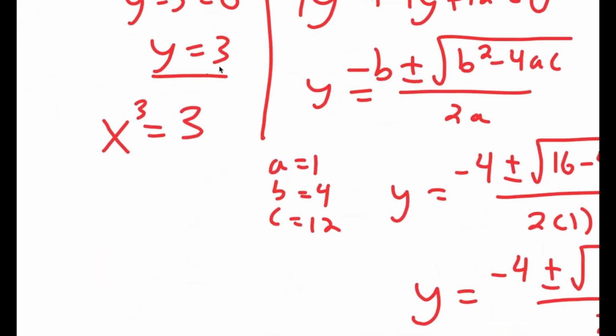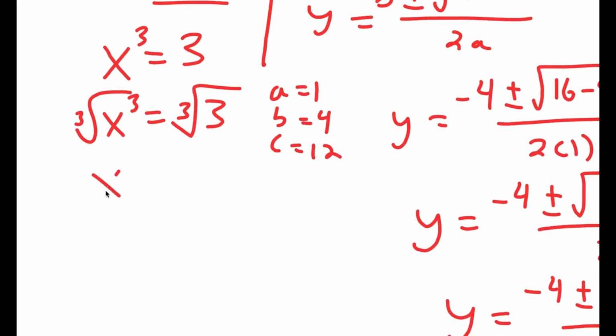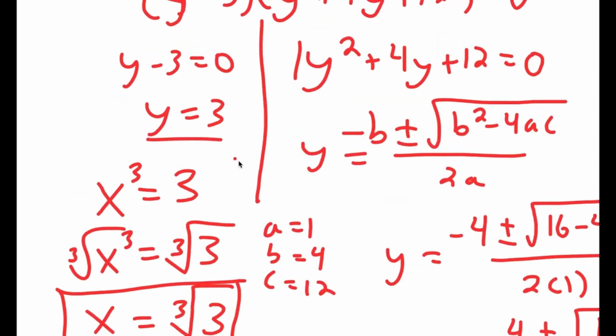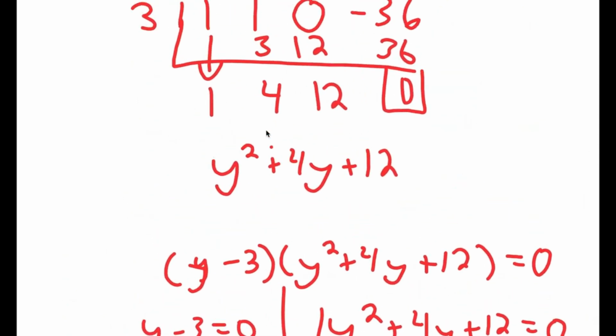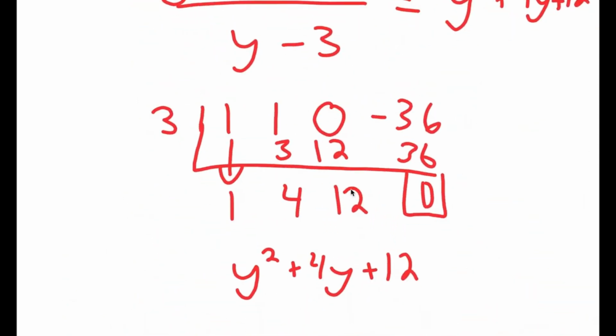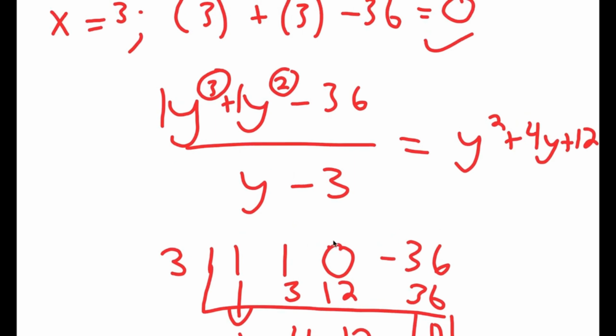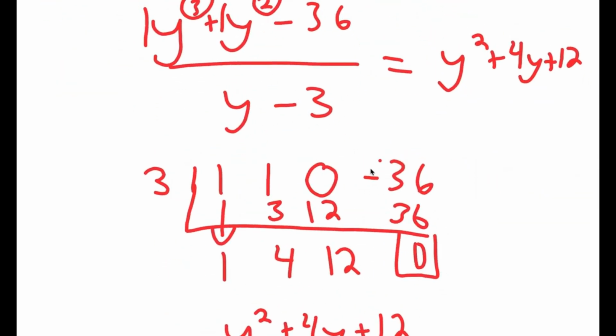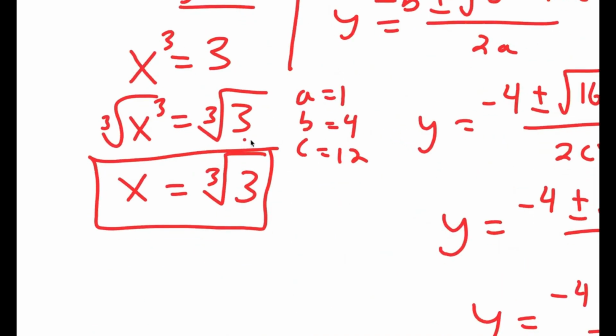So the only solution I can use is y equals 3, and to solve this, I'm going to take the cube root on both sides. The cube root of x to the power of 3 is x, so I get x is equal to the cube root of 3. So this is my solution to this problem. And remember, whenever you're solving problems like these, use synthetic division, so you always have to find one solution first and use that solution to find the remaining solutions.